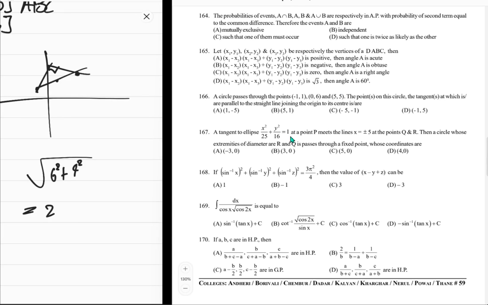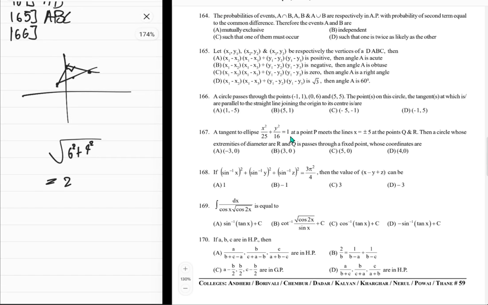No, that's not correct. The points on this circle, the tangent at which are parallel to the straight line. It's fine, yaar, we can do it, it's not that we can't, right? It's not that we can't, but this is quite ugly.